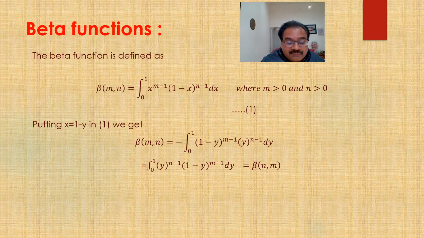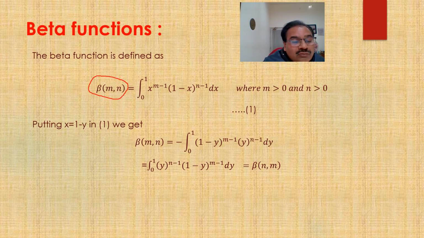According to the definition, the beta function, whose notation is beta mn, is equal to the integral from 0 to 1 of x power m minus 1, 1 minus x power n minus 1 dx, where m is greater than 0 and n is also greater than 0. Both m and n are positive.